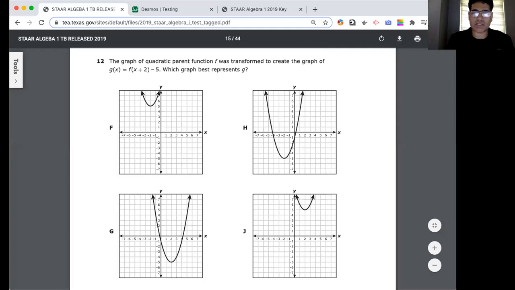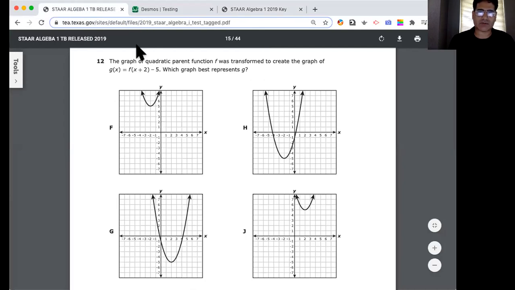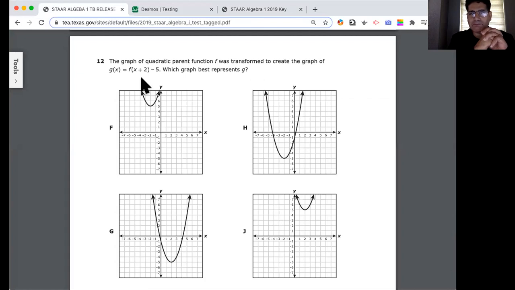Moving on to the next question in this exercise, we are looking at a series of graphs, and Desmos graphing calculator, that's its bread and butter, isn't it? It's the series of graphs, the power of the graphing calculator of Desmos. And so we look at the question. Question 12 says, the graph of quadratic parent function f was transformed to create the graph of g of x equals f of x plus 2 minus 5.